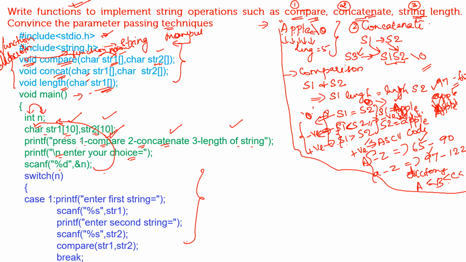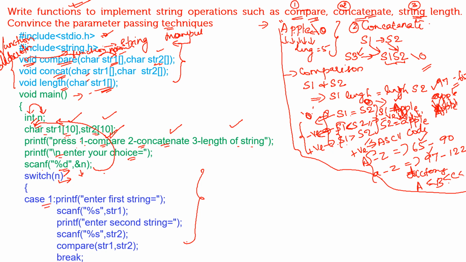Okay, so scanf: the choice you enter will go and be stored at the address of n. Scanf percentage d. Why percentage d? Because n is of the integer type, so the format specifier is percentage d. Ampersand n indicates the address of n. Okay, now we are going for the switch case. Switch n, the switch expression. I hope that you know the syntax, right?